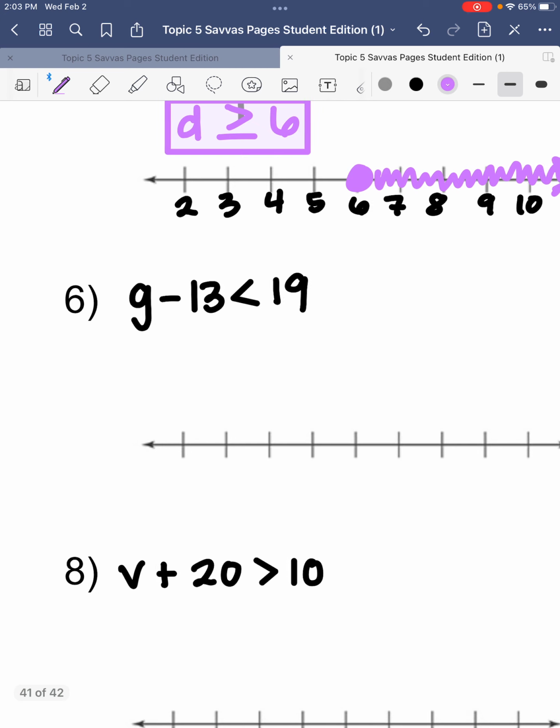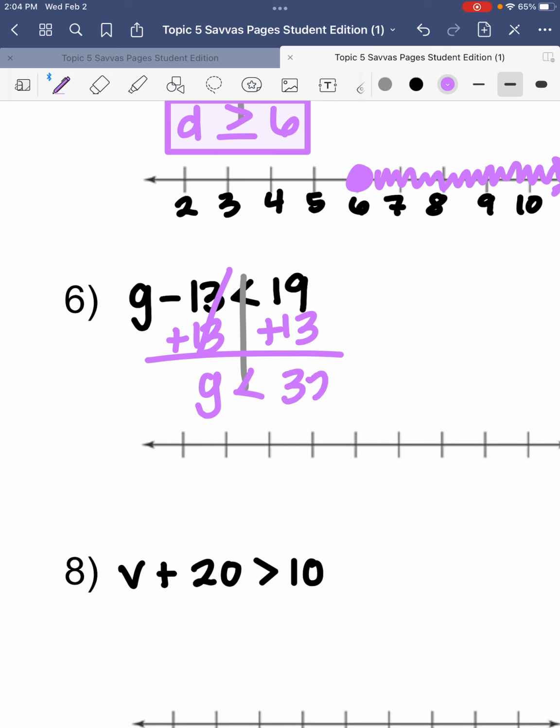Okay, moving on to number 6. G minus 13 is less than 19. Okay, so I'm going to draw my line. How do I get G by itself? Well, I add 13 on both sides. So on the side with the G, the 13s cancel out. G is by itself. My inequality sign is still less than. 19 plus 13, when you add that together, you get 32. So G is less than 32 is my solution.